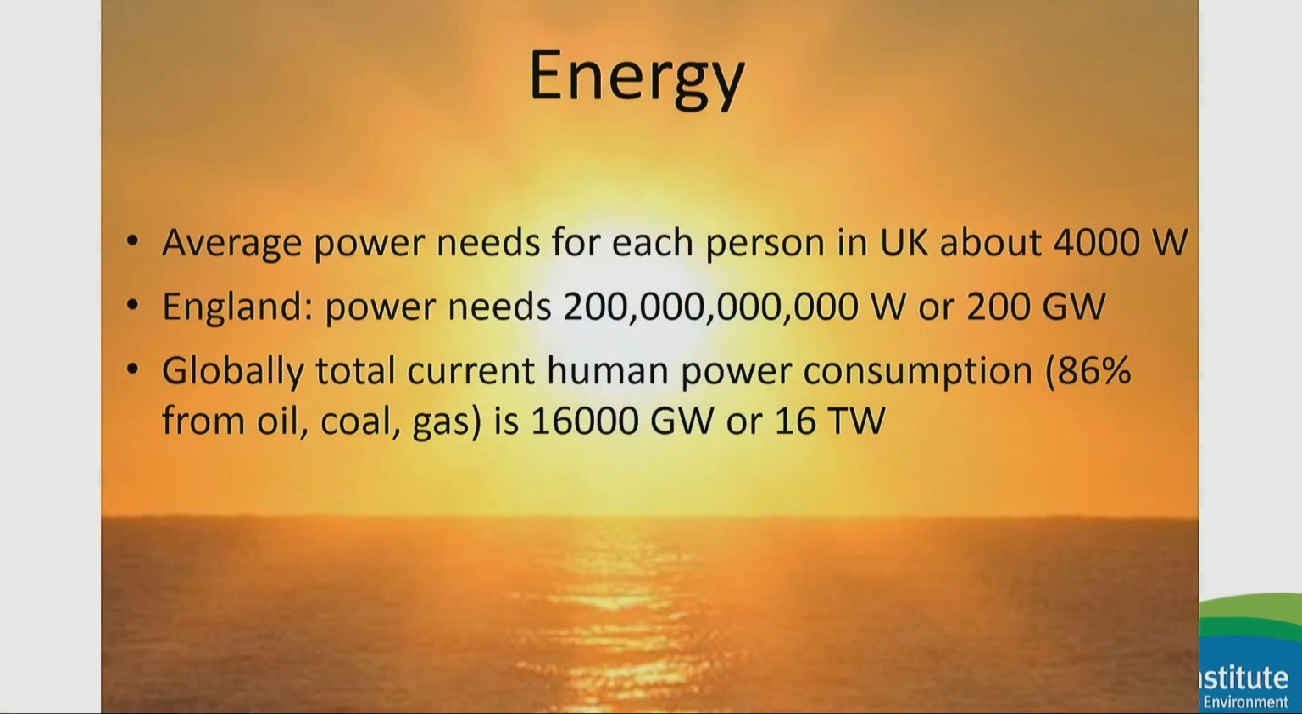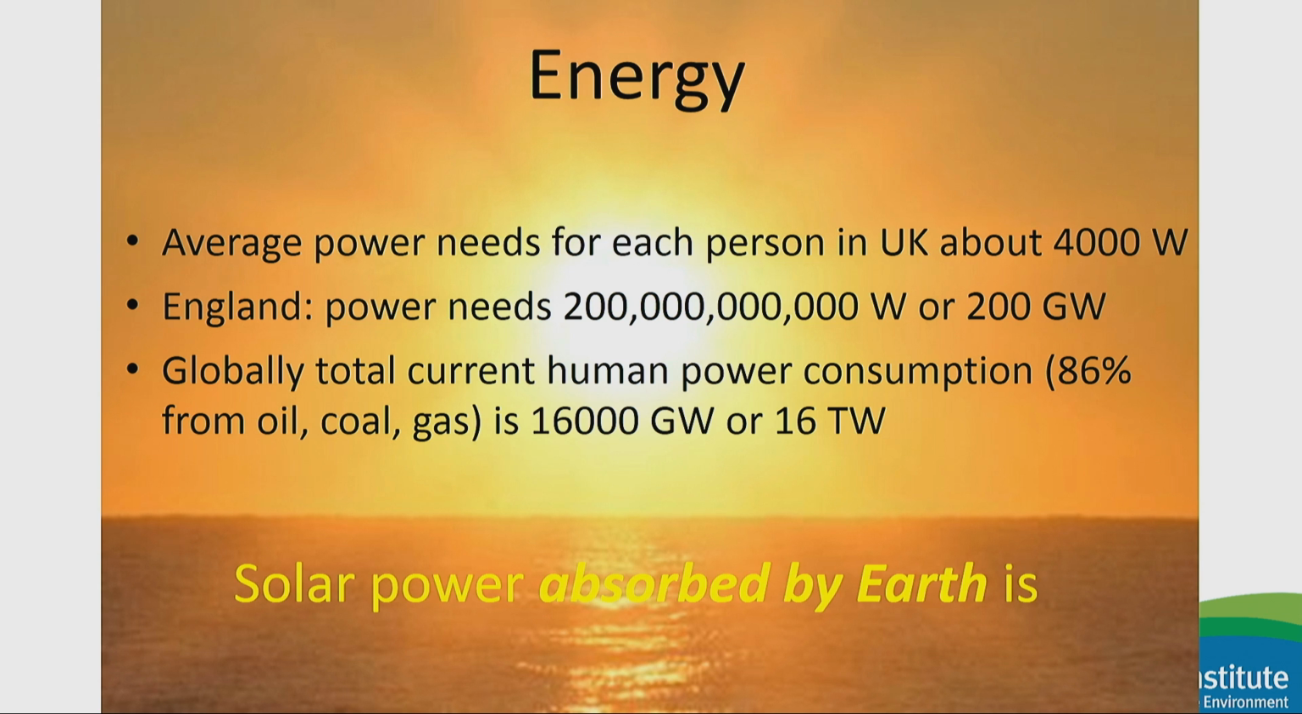But just to say something about energy usage, because, of course, energy is a big component of all this CO2 production. And these are all big numbers here, quite difficult to gauge. So each person in England wants about 4,000 watts. England together needs about 200 gigawatts. That's a billion watts each, 200 billion watts. And globally, current human consumption is 16 terawatts. That's 1,000 billion watts. There are huge numbers here.